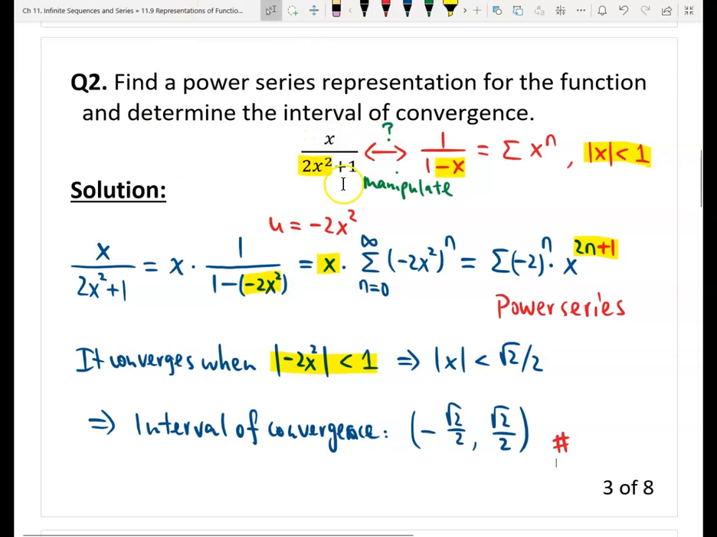Now we have this question. If we have other types of functions not linked to 1 over 1 minus x in this way, how do you find the power series? We do have other tools. Let me introduce one. We call it term by term differentiation or integration.